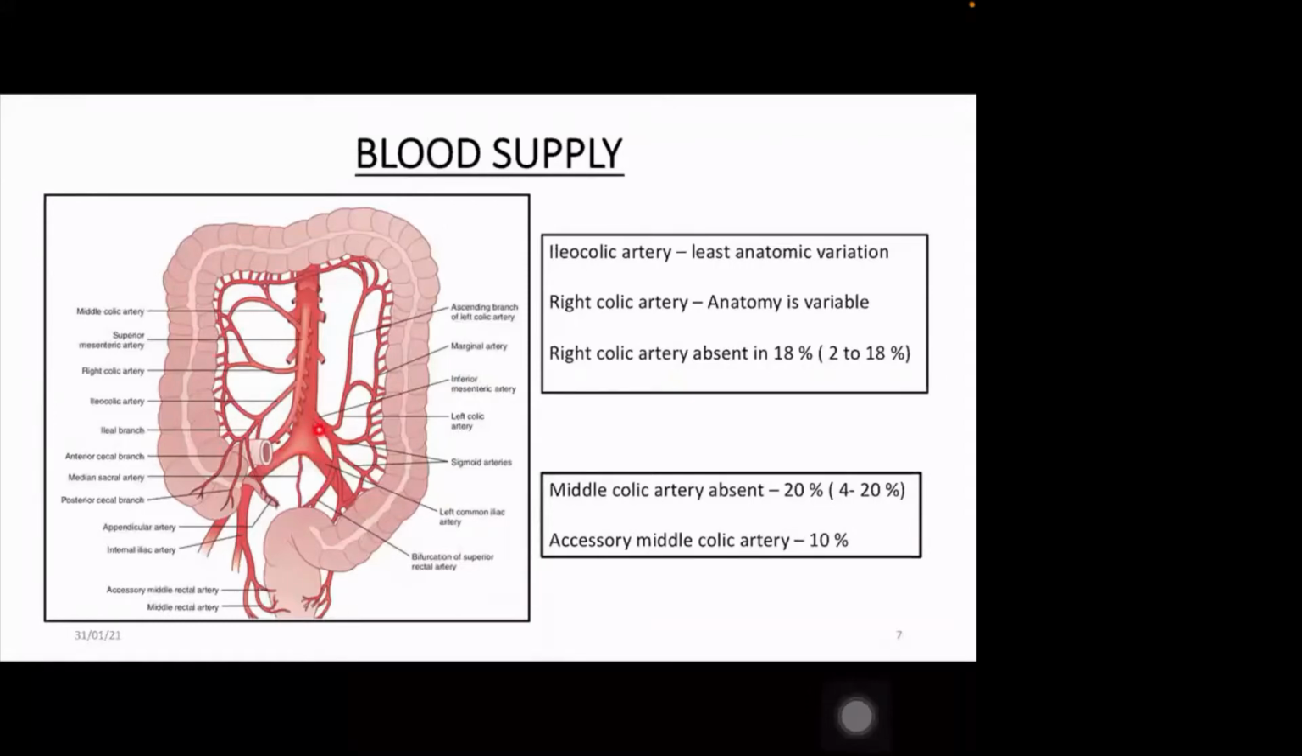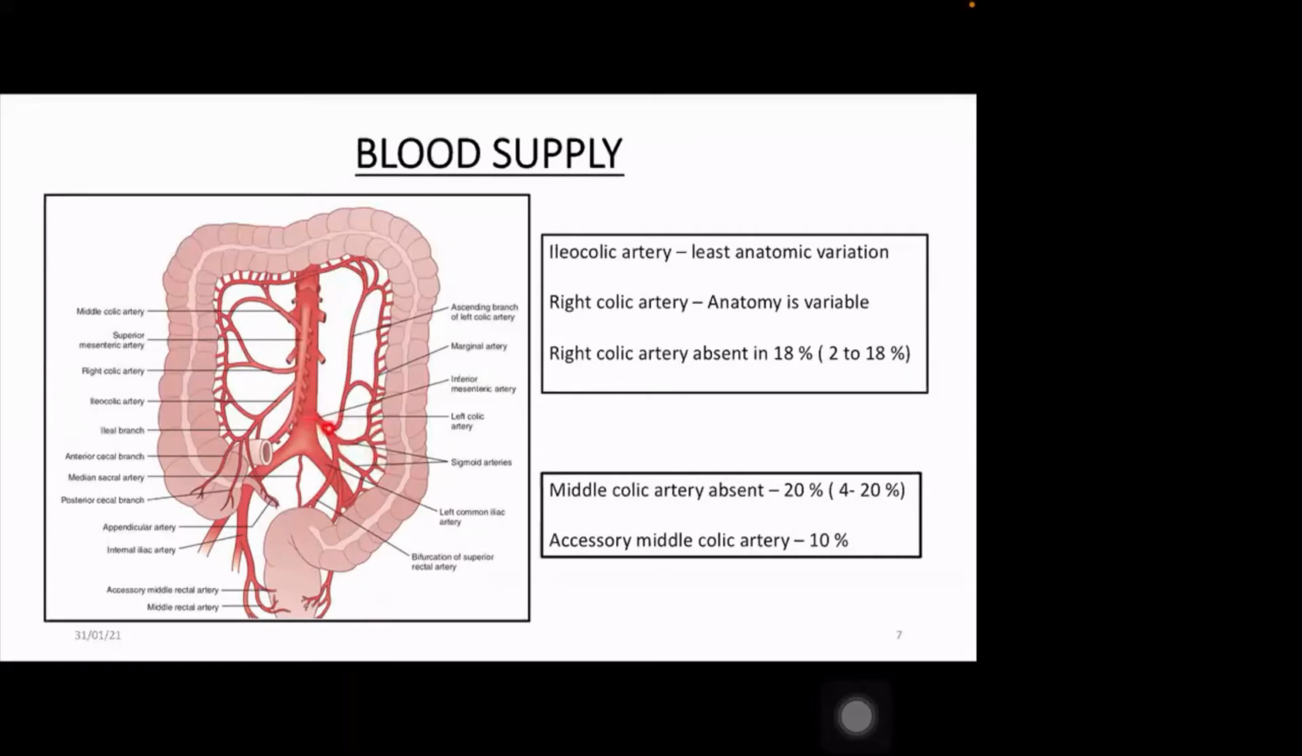Fine. So this IMA, as it comes from the aorta, it divides into a left colic artery. So this is the left colic artery, which anastomoses with the marginal artery, which is formed by the middle colic arteries, and it continues down as a superior rectal artery, and it also gives off the sigmoidal branches.